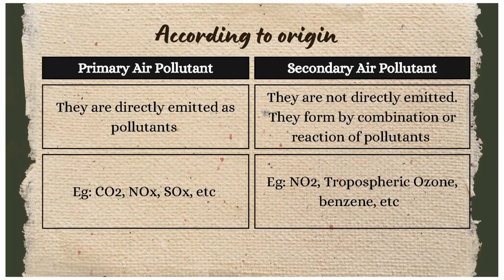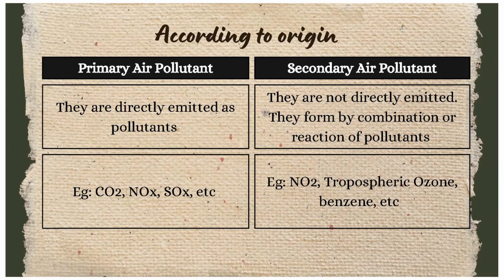And when we are talking about secondary air pollutants, they are not directly emitted. They form by combination or by reaction of pollutants. ठीक है, ये डायरेक्टली किसी सोर्स से एमिट नहीं होते, ये किसी कॉम्बिनेशन से या रिएक्शन के थ्रू बनते हैं.